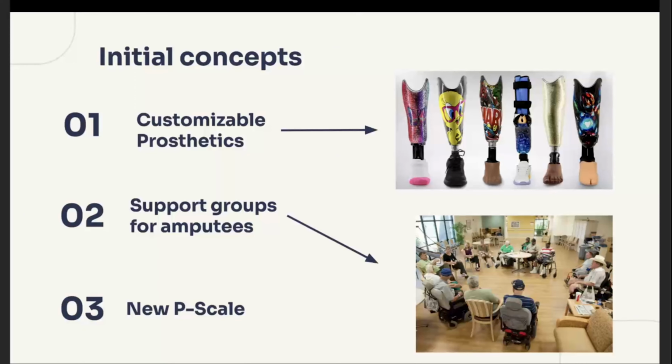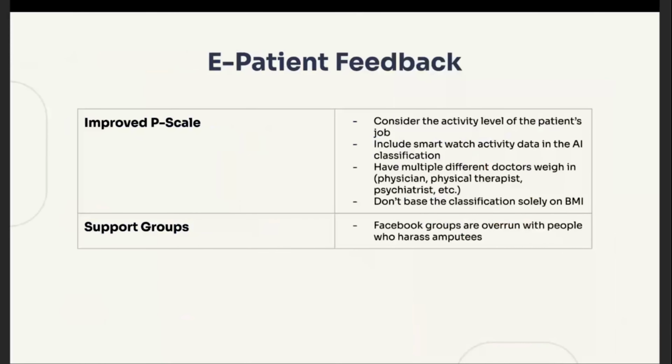Once we came up with our initial concepts, we got feedback from Joe for thoughts on our ideas. He was very interested in the improved K scale, which we are calling the P scale. His ideas were to consider the patient's activity in more detail on what their jobs require them to do, like using smartwatches for how many steps they take a day. He also recommended having multiple kinds of doctors come together to make the classification to have a more diverse perspective and eliminate bias. He said that the patient's BMI should not factor into the decision since it isn't a good indicator of how active a person is.